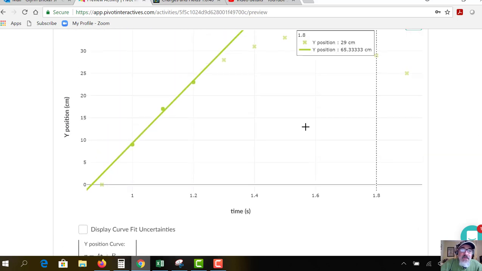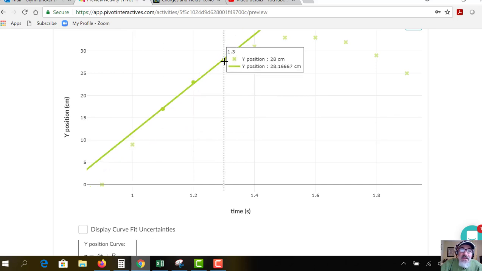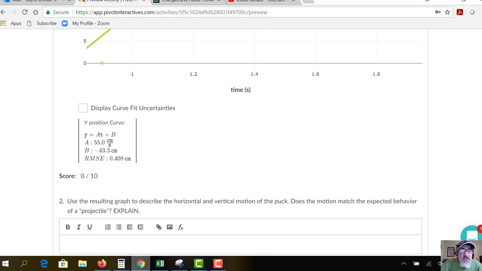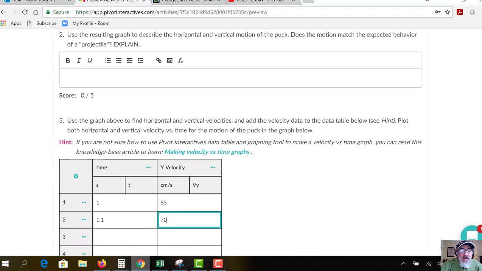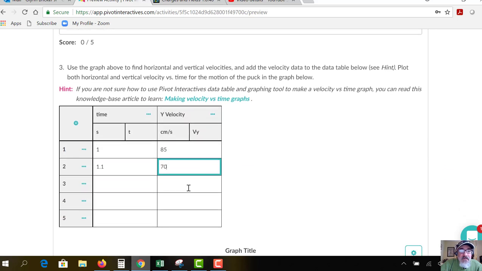We'll do a few more here. Deselect this one, select the one right after it. So now this is the velocity at 1.2 seconds. And it's 55. Right, that's what the A is there, 55. Okay, 1.2.